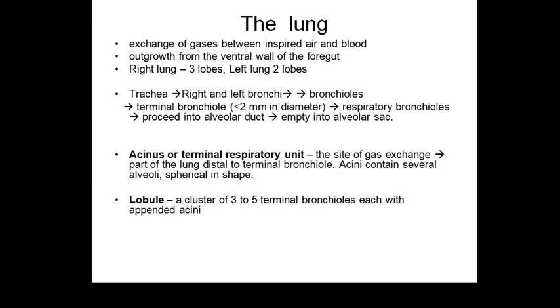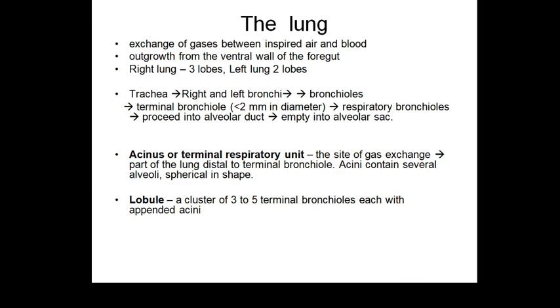Now this terminal bronchiole, after division, gives rise to respiratory bronchioles, which then give rise to the alveolar duct, and finally this alveolar duct divides into alveolar sacs, that is the blind end of the respiratory passage, which is also the site of gaseous exchange. Now this acinus consists of three parts, that is the respiratory bronchiole, alveolar duct and the alveolar sac. So the part of the lung distal to the terminal bronchiole, which consists of the respiratory bronchiole, alveolar duct and alveolar sac, is called an acinus.